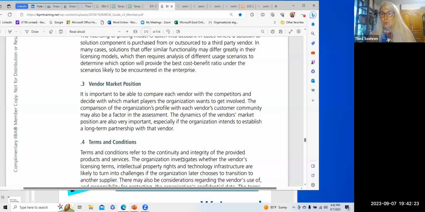Atlassian has a huge worldwide influence, so you're going to get things that would hit different cultures differently. They've already considered it. The other one doesn't necessarily have it. So you have to really think about who they are working with already. Who are they being influenced by already? The dynamics of the vendor's market position is also very important, especially if the organization intends to establish a long-term partnership with that vendor.